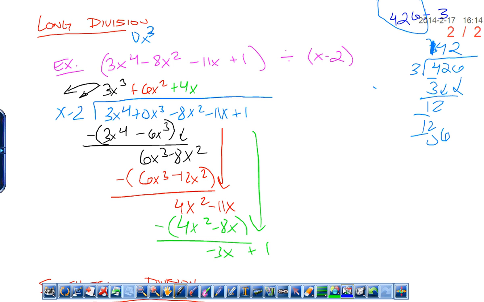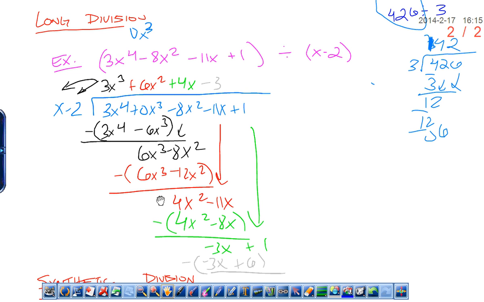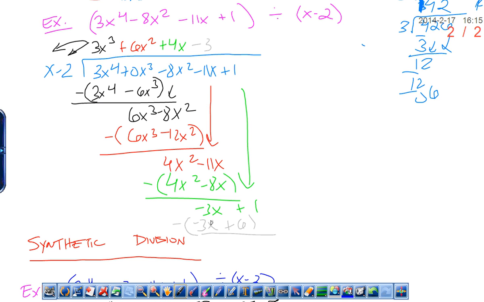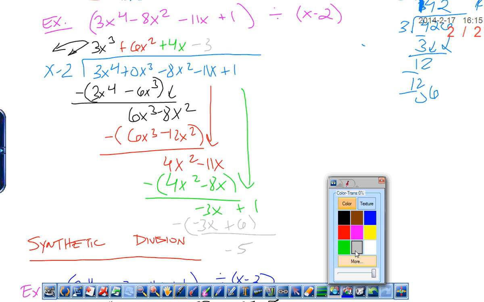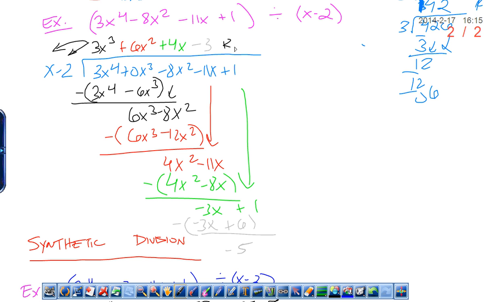Almost there. What times x gives us negative 3x? Negative 3. Negative 3 times x is negative 3x, then that times negative 2 gives us 6. Then we add or subtract, depending on what we're doing here. Those cancel out. 1 minus 6 gives negative 5. So our remainder is negative 5. So that's our answer right there on top.